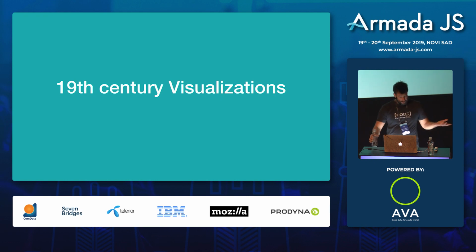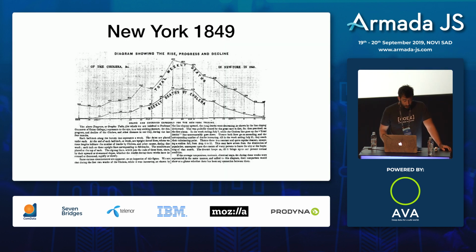Back to real life. It's the 19th century, and there was cholera. There was a big problem with cholera in the 19th century, but it brought us some cool visualizations. For example, this is New York: the total number of weekly deaths and deaths by cholera. You could see on this visualization that yes, we have a problem with cholera, but there is no solution.